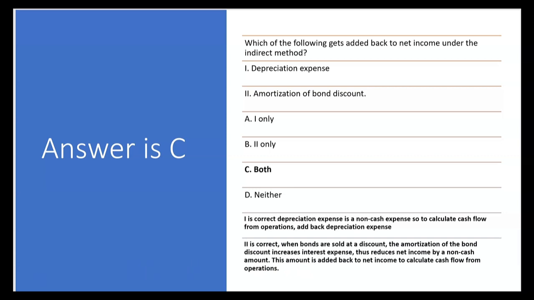This would only happen under the indirect method. Would we add it back under the direct method? No, because we don't start with net income. Only under the indirect method would we add back depreciation expense and amortization of the bond discount.